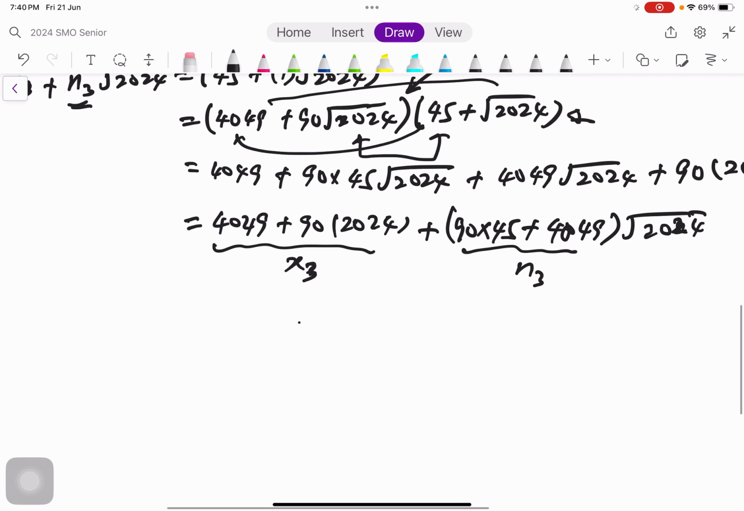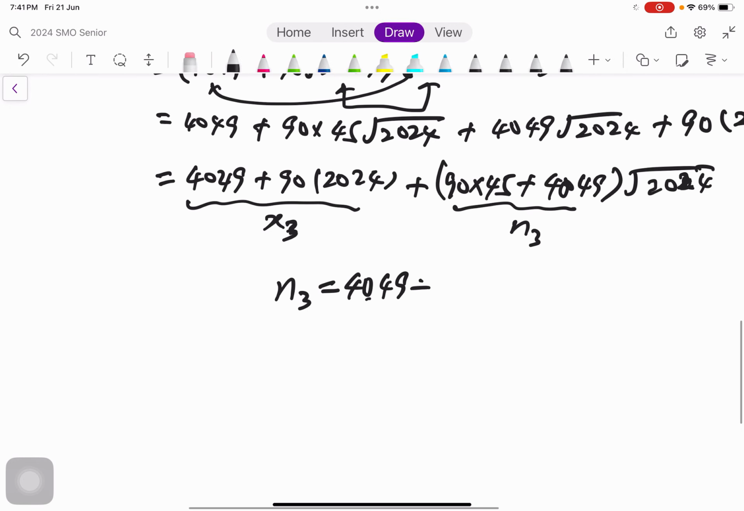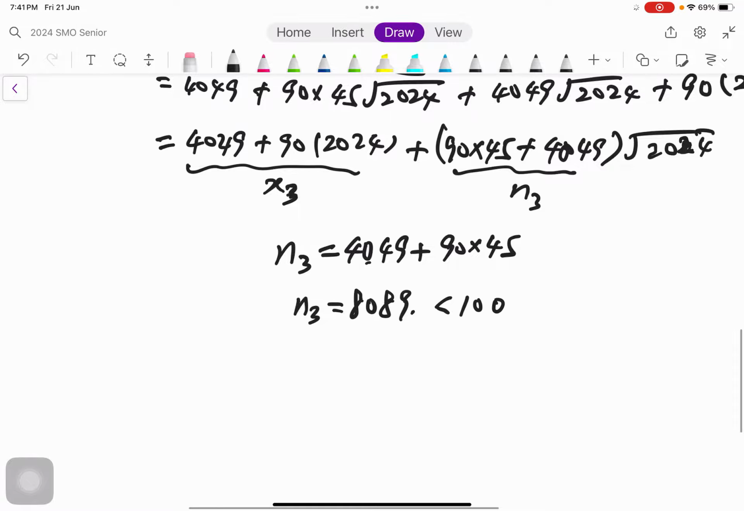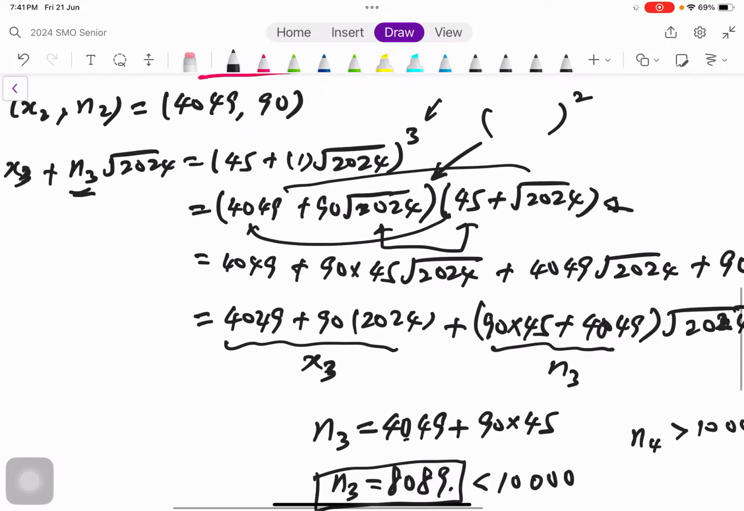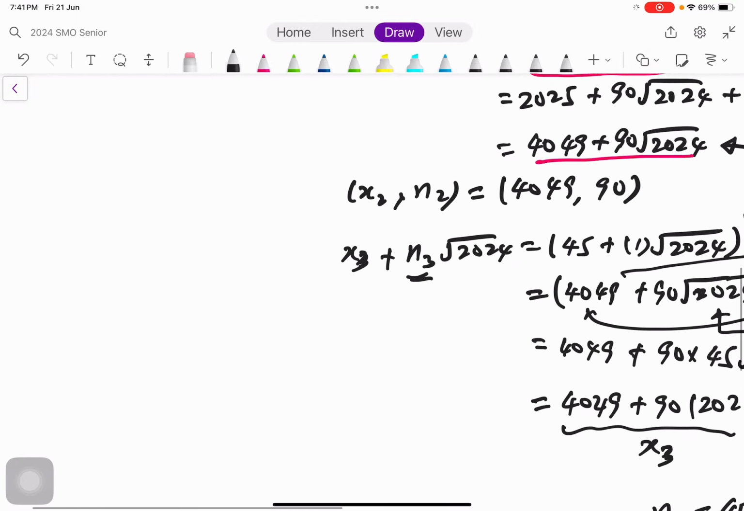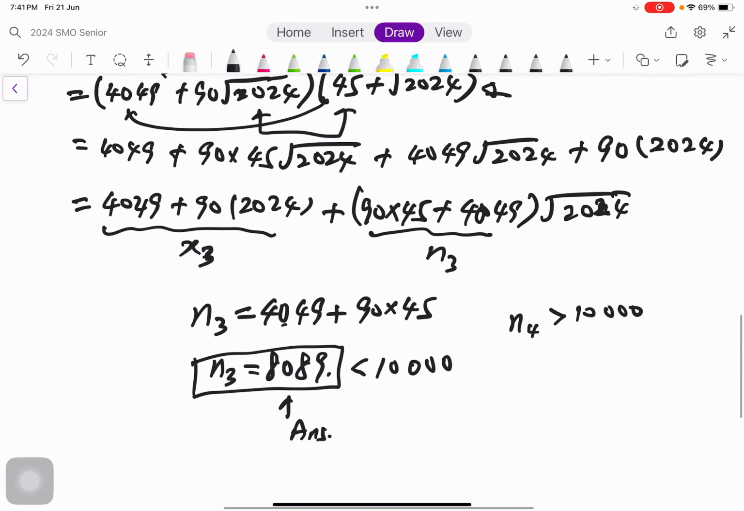This is actually your n3. And your n3 is basically 4049 plus 90 times 45. And the answer n3 would be just equal to 8089. And this is less than 10,000. The next, n4, would be greater than 10,000. Therefore, I think this is the largest value that you can get, because they say find the largest positive integer n. Therefore, this is the answer: 8089. With that, I stop here.